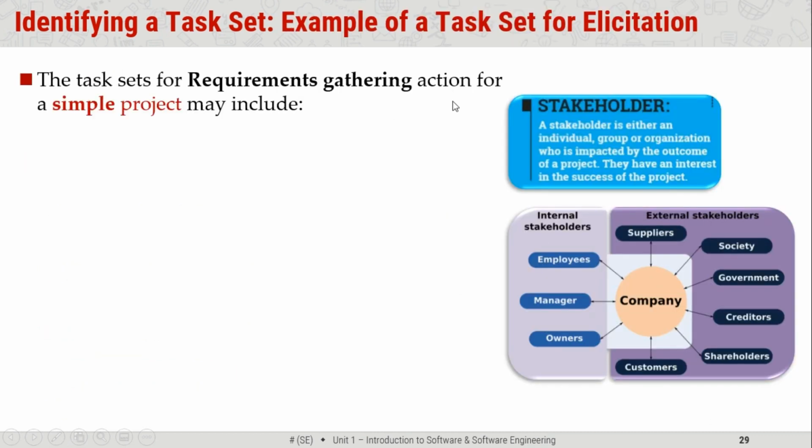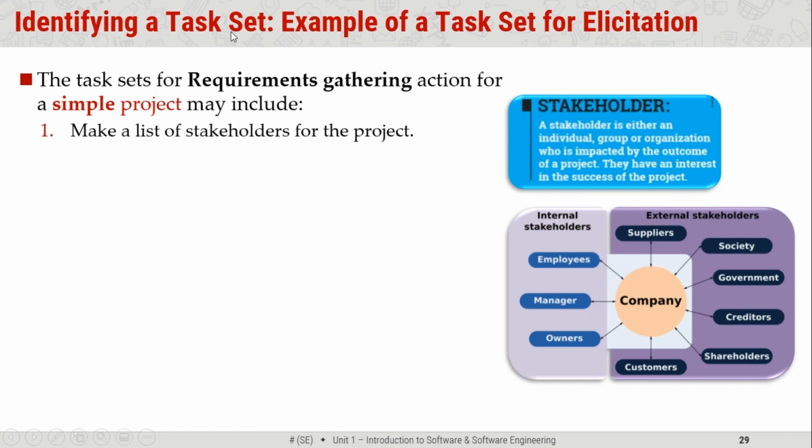Now again, if you have a simple project, in that case our elicitation is generally a kind of requirement gathering, and stakeholders are the individuals, groups or organizations impacted by the outcome of the project. This could be employees, managers, the whole organization, or any different kinds of people involved in that particular project, who have some kind of interest in the project being done in a successful way. All these people or organizations are called stakeholders. We have internal stakeholders, which could be employees, managers, owners. Some external stakeholders could be government bodies, societies, suppliers, and so on.